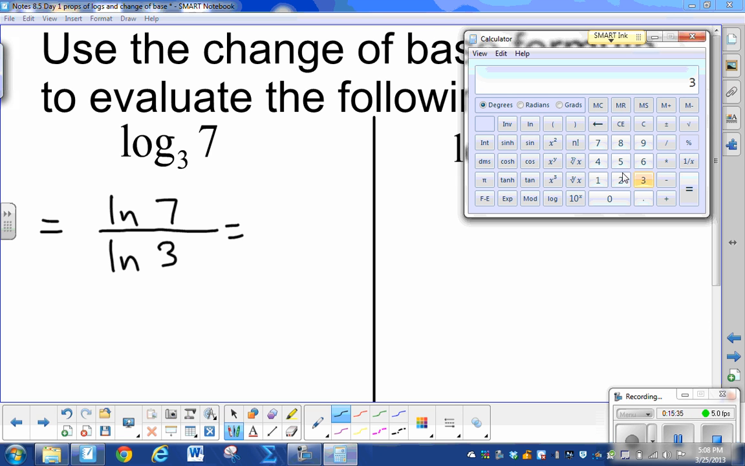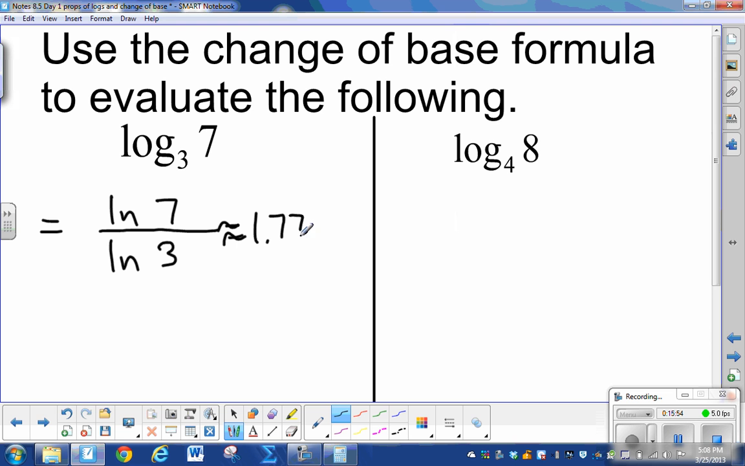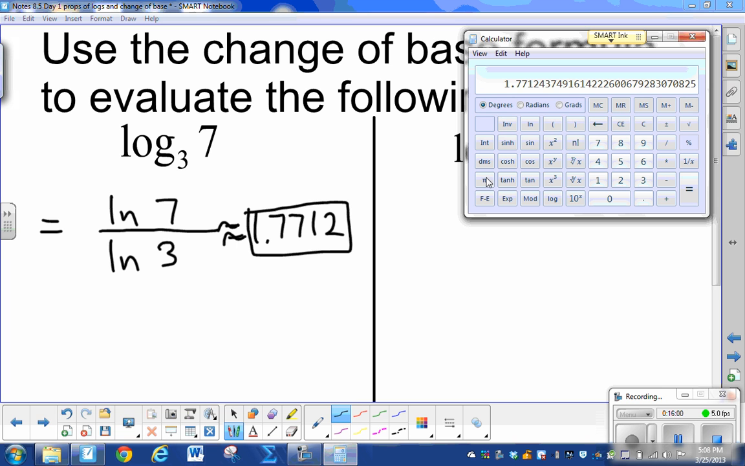So you just plug that in your calculators. 7 ln divided by 3 ln equals 1.7712. So approximately 1.7712. I do want you rounding off to about 4 decimal places. So let's double check this. 3 to the 1.7712 is 6.99999999663, which is really, really close to 7. That's why we have the approximation symbols.